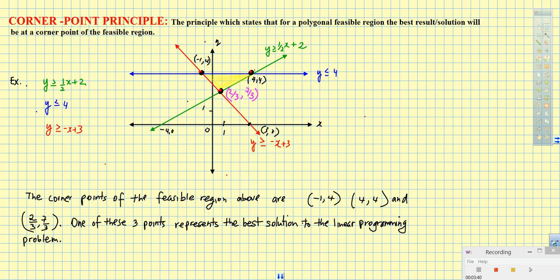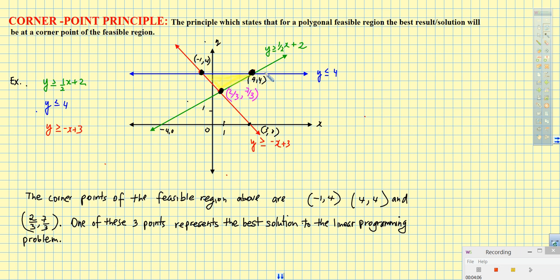We're still using the same example as on the previous page. We're just continuing to build on that example. And we have what's called the corner point principle. So I have again the same area that has been shaded in, and we notice that there are 3 points that form the triangle. Those 3 points of the triangle are the corner points. And the corner point principle basically says that in the feasible region, the best result, or the maximum, or the best solution is always going to be found at a corner point of the region.